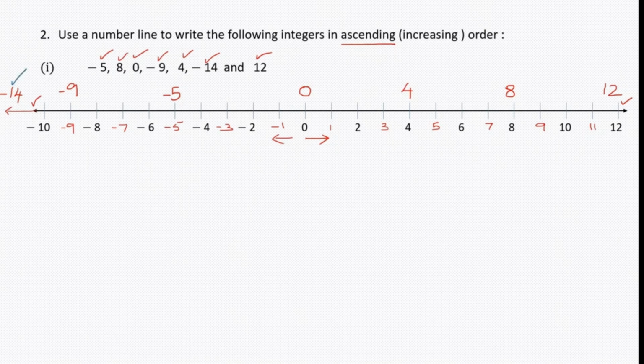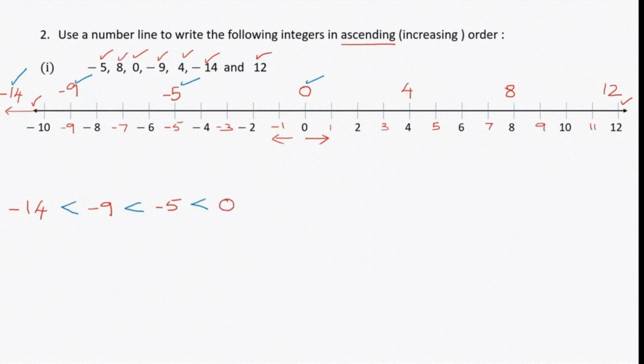So minus 14. I'm going to write minus 14 first. And then we'll go on to the next number, which is minus 9. So minus 14 is smaller than minus 9. Go on to the next number, minus 5; minus 9 is smaller than minus 5. Then go on to the next one, which is 0. So minus 5 is less than 0. Let me write down 0 in red there.